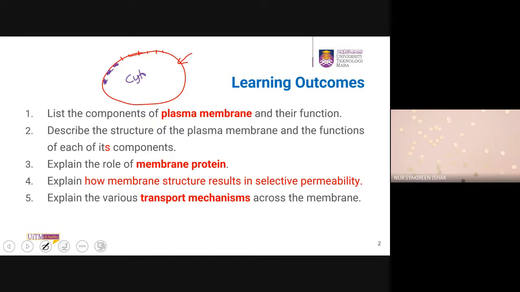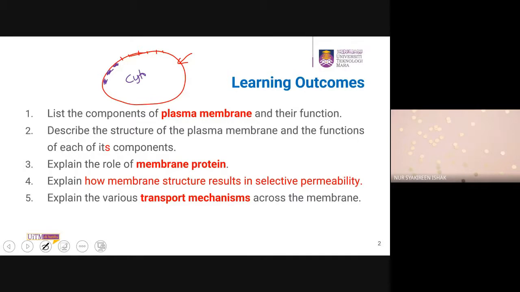Number 2, describe the structure of the plasma membrane and the function of each of its components. You have to know the structure of the membrane and the function of each component. Apart from protein, it also has other components such as cholesterol. Cholesterol in the plasma membrane is only found in animal cells, not in plant cells, and its presence has a certain function. We are going to look at the exact role of cholesterol later. The third one, explain the role of membrane protein, I've explained.